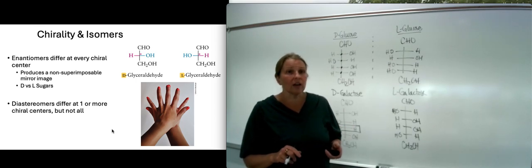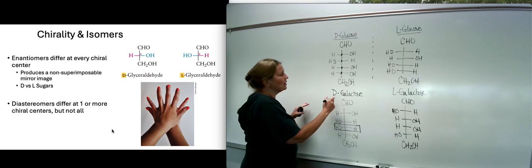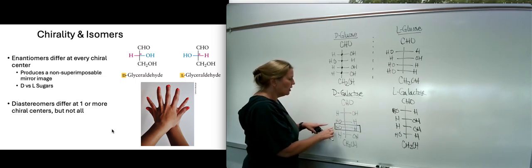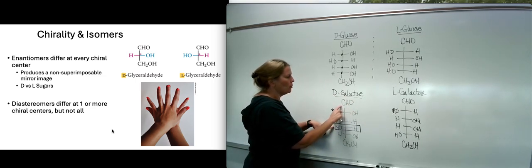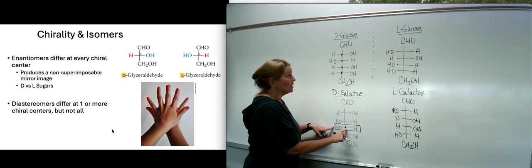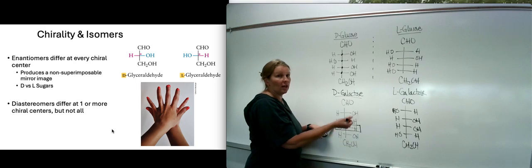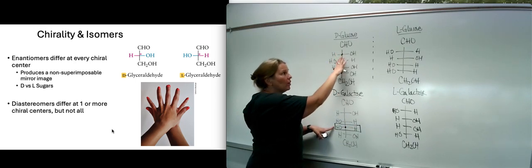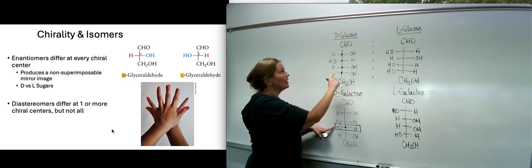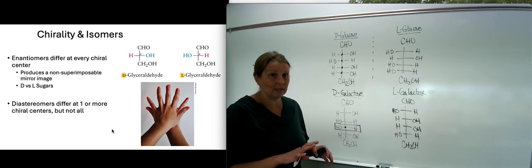However, we can take a look at diastereomers. So for example, glucose and galactose differ at this particular carbon, 1, 2, 3, 4. So carbon number 4 here, in glucose, the OH is on the right. In galactose, the OH is on the left. Every other chiral center, though, is the same. That's why glucose and galactose here are diastereomers.